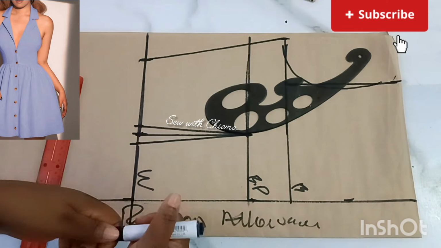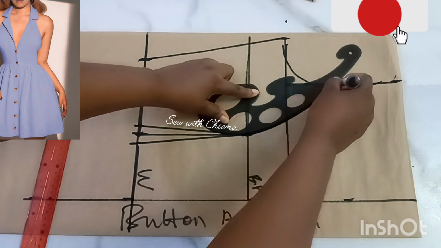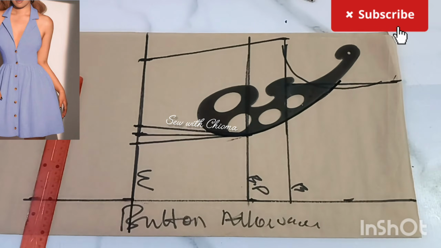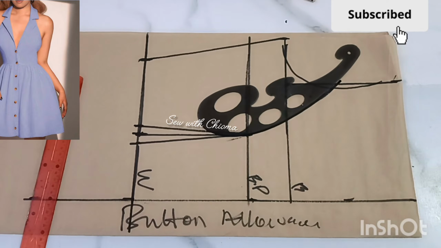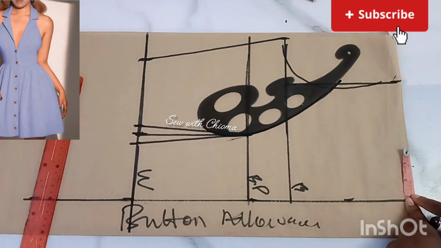Locate my mid shoulder. Use my French curve and connect the line. Okay. Now, this is it. Next thing is to go to my neck.